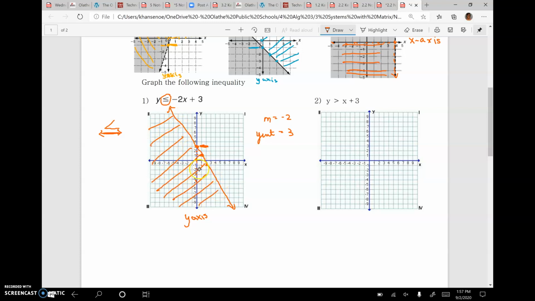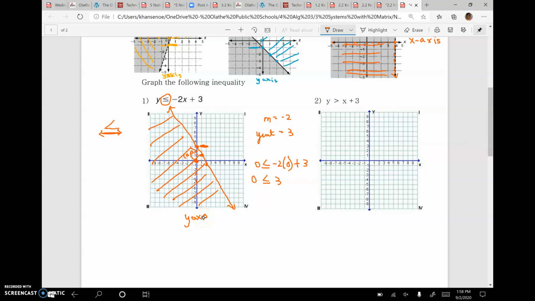Once again, remember, I can pick a point, and I can pick 0, 0 and plug in. So then I would have 0 is less than or equal to -2 times 0 plus 3. Is 0 less than or equal to 3? Yes. So then you would shade on that side.